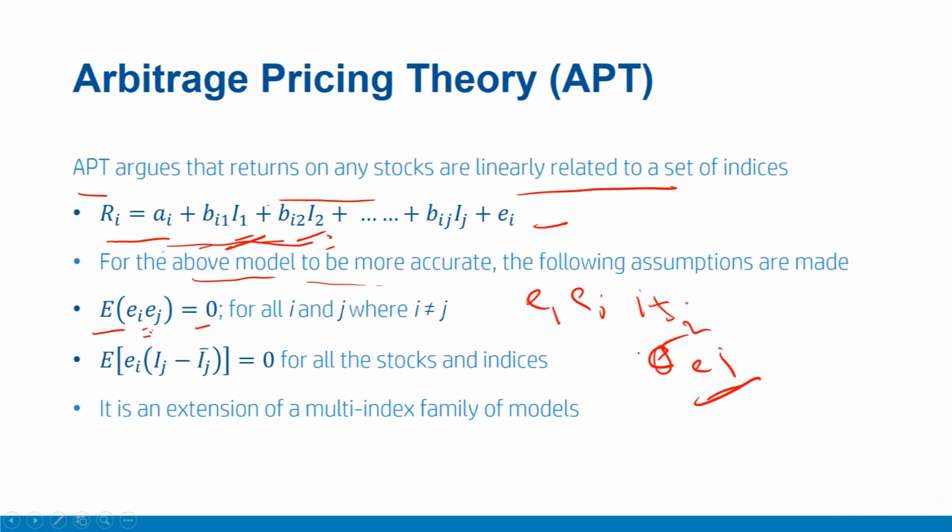We also assume that the expected value of Ei into (Ij minus Ij bar) is 0. That means the correlation between the residual and the indices is also 0. So this Ei is purely stock specific and should not have any relationship with these indices. This Ei is stock specific, and these Ijs are broad market wide indices affecting a large number of securities. So the stock specific component, which is this Ei, is supposed to be uncorrelated with the indices Ij. This is to a large extent ensured by the regression model.